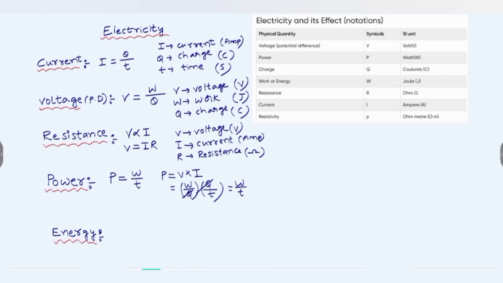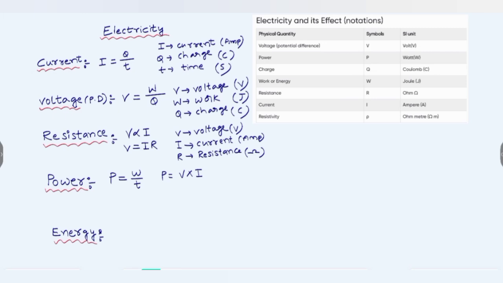So by this you should understand that generally power is work per unit time, that is W by T. But in electricity you remember power is equal to V into I, potential difference into current. Hope you understood why we write power is equal to V into I, because after simplification V into I is nothing but work per unit time only.